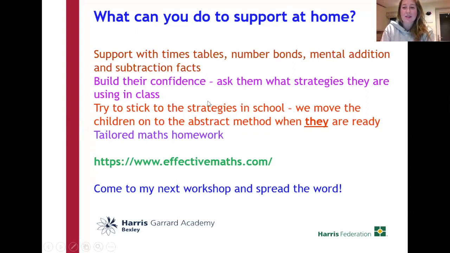Talk about tens and ones. We used to call them units. Units are out now. We don't call them units anymore. We call them tens and ones. They might be blown away and be like, well, how do you know about your thousands column? That would be fantastic. Please try and stick to the strategies in school.